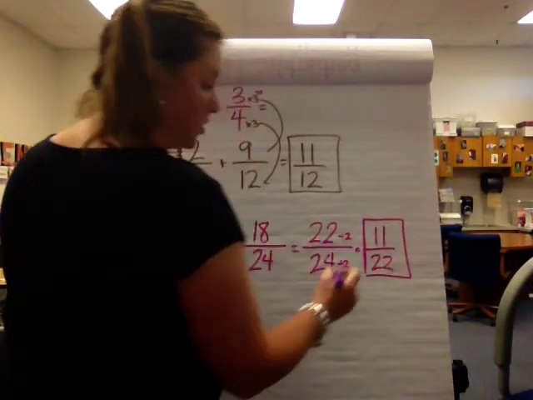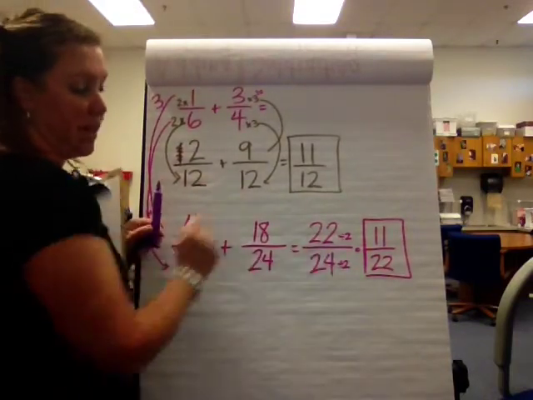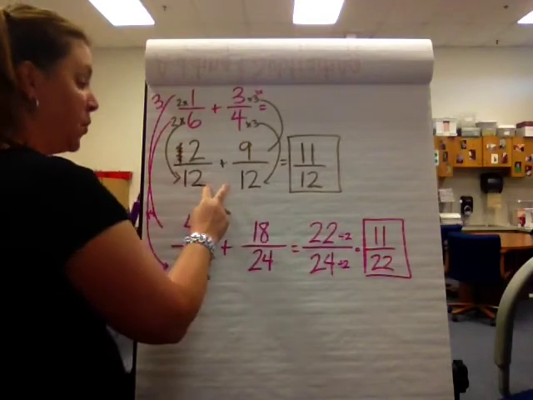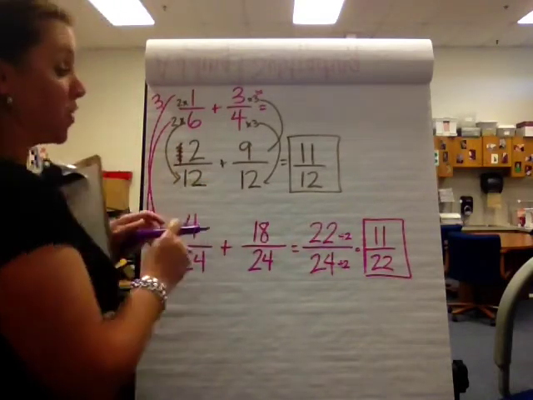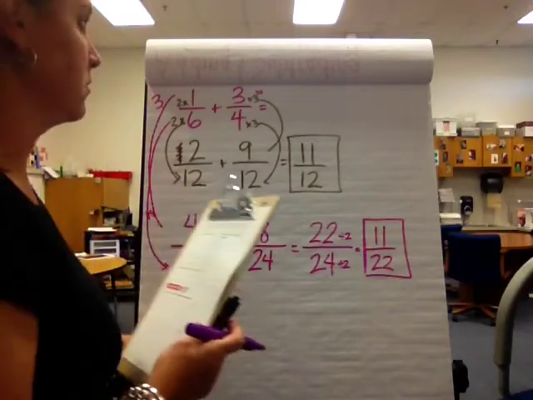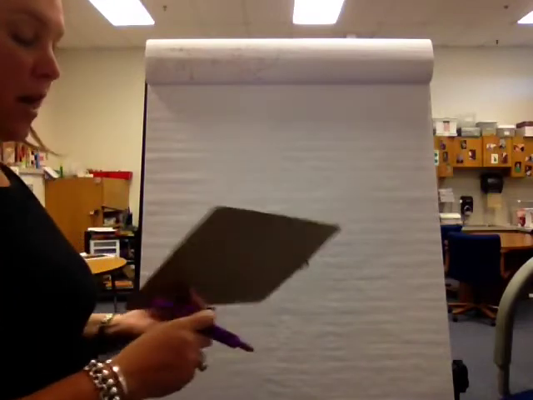I still get my answer, but when you pick a larger denominator, you're still going to have to simplify at the end. But if you happen to pick the smallest denominator possible, you're going to have to do very, very little dividing. Okay? All right, now let's move to subtraction.